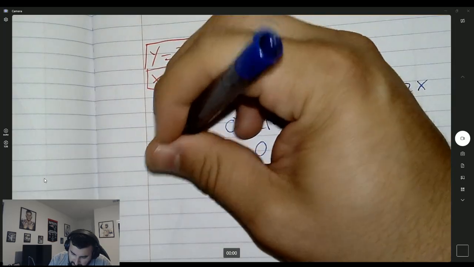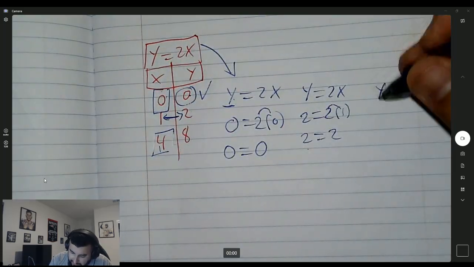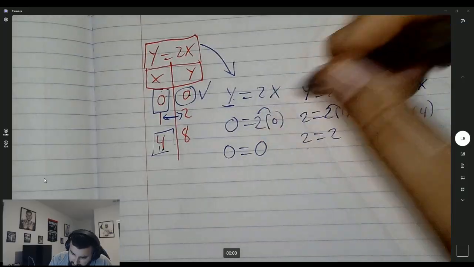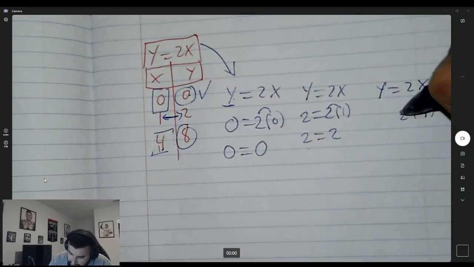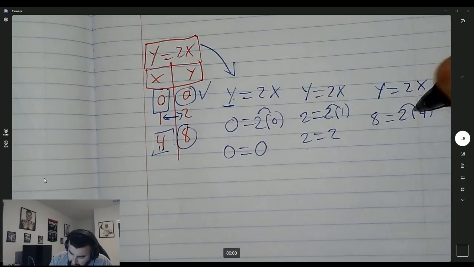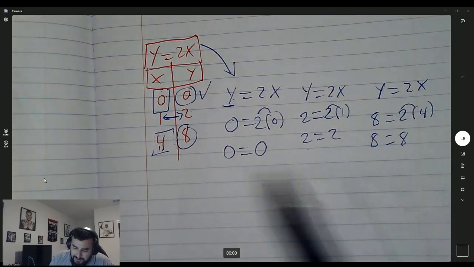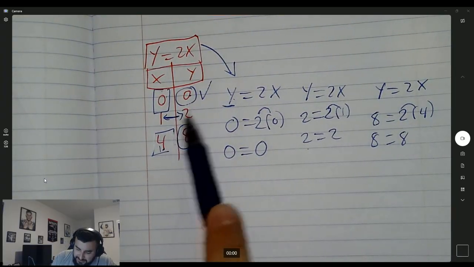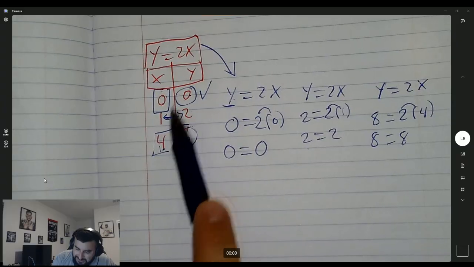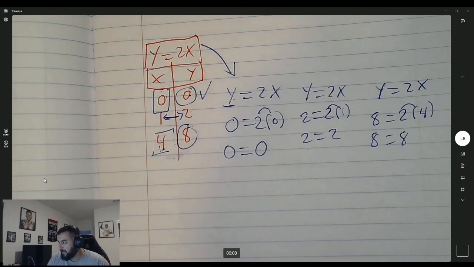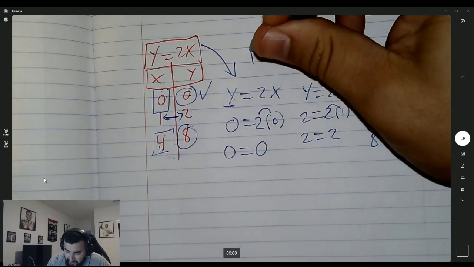Okay, and for x, it's a 4 right here. And then I'm going to put an 8 for y. 2 times 4 is 8, and another true statement. You guys see how that kind of works now? So whenever you plug in these guys into your equation by substituting, plug in means substitute, you just get a bunch of true statements. And this is why we call it a function.